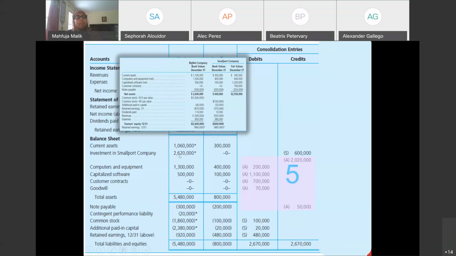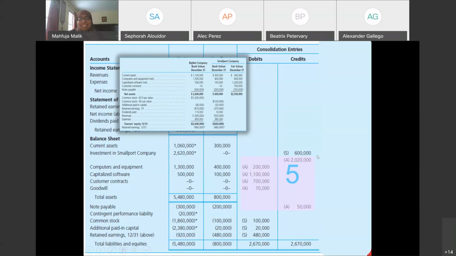Our original investment was 2.62 million. When we did the S entry, removing the subsidiary's stockholders' equity, we eliminated part of the investment, or we credited investment 600,000. We still have this investment balance, 2,020,000. Now this time we will eliminate the entire investment, so we will credit the entire investment.